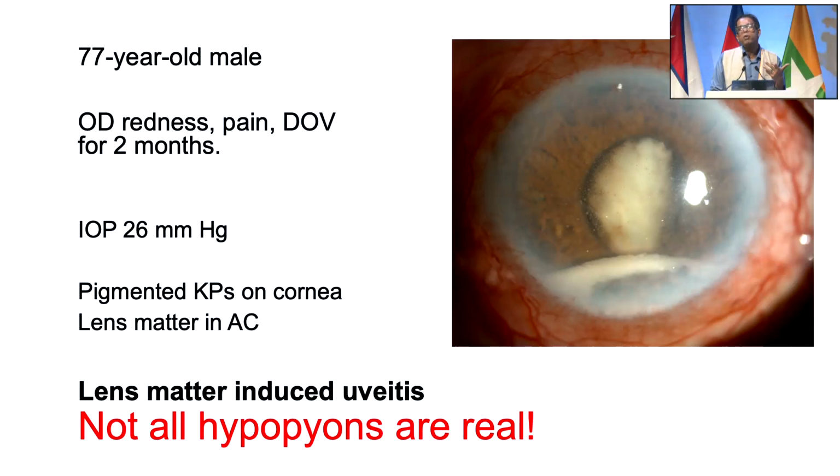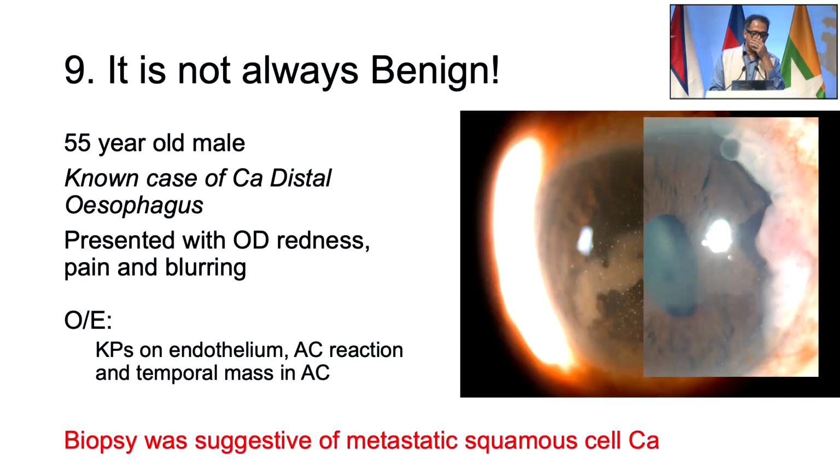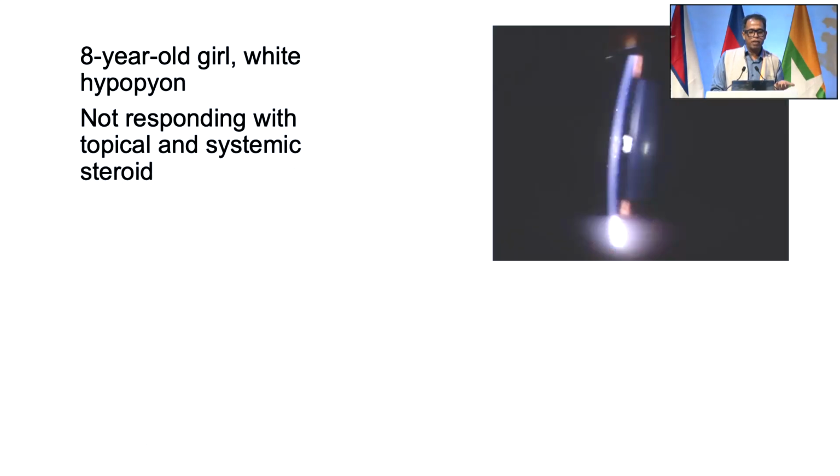The treatment is not the topical steroid or cycloplegic. You need to go for the lens extraction. Now, this is another patient. You can see they presented with large exudates in the anterior chamber, and you see here that redness, irritation, everything was there, but it was actually a case of metastatic squamous cell carcinoma. And you are seeing that the metastasis has presented as an anterior segment picture.